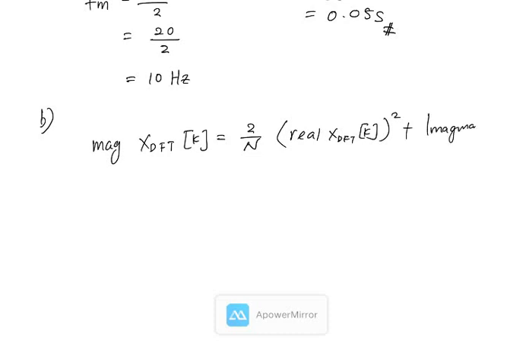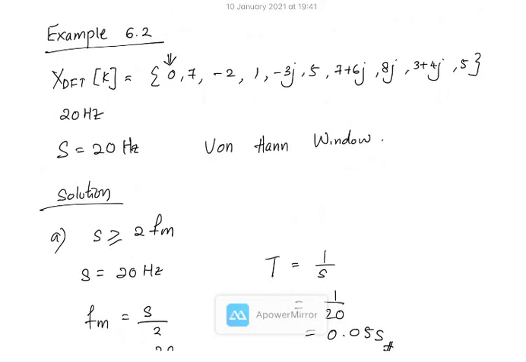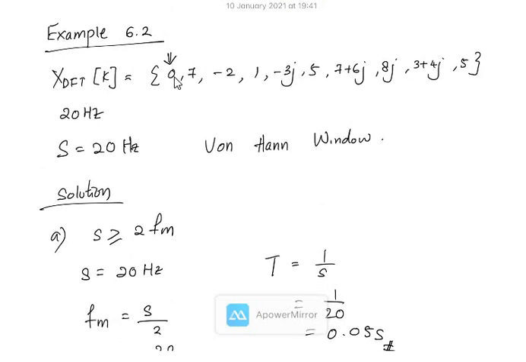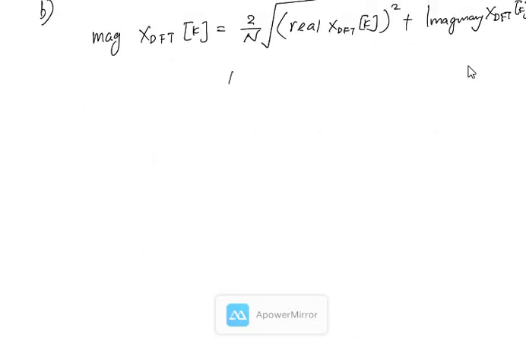squared, and then the square root. So this is the formula. The N here refers to the number of the sequence. For example, this is 1, 2, 3, 4, 5, 6, 7, 8, 9, 10. So N is equal to 10, based on the question.